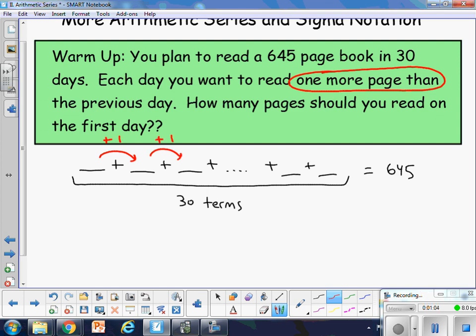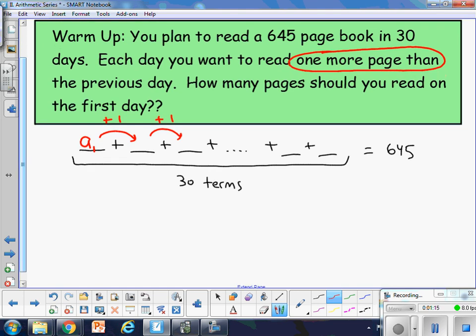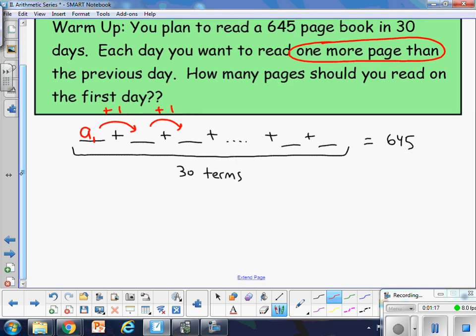Okay, and our question is, how many pages should you read on the first day? We need to know a starting point, right? So that's what we call a1, the first day. So let's see if we can get this figured out. We want the sum to be 645, and since this is a pattern of adding one additional page, that makes it arithmetic. So the previous video on arithmetic series said the formula for the sum of n terms is always n/2 times the first term plus the last term, a sub n.